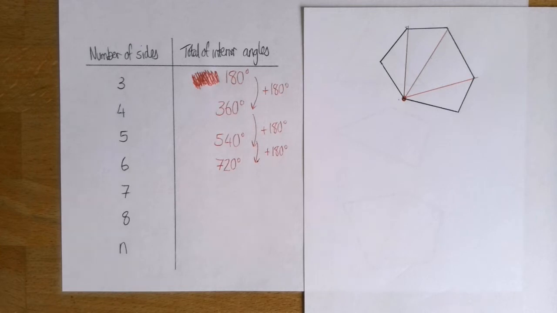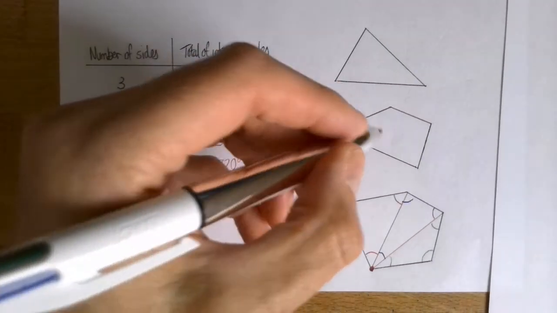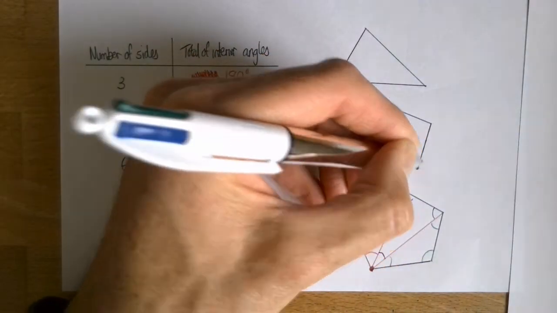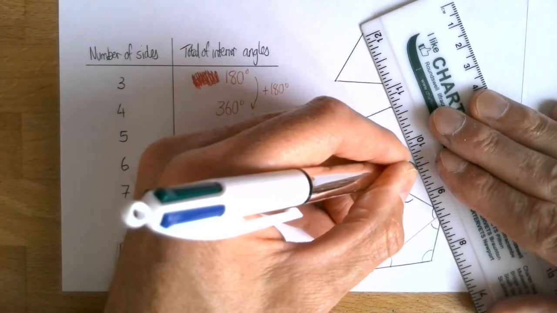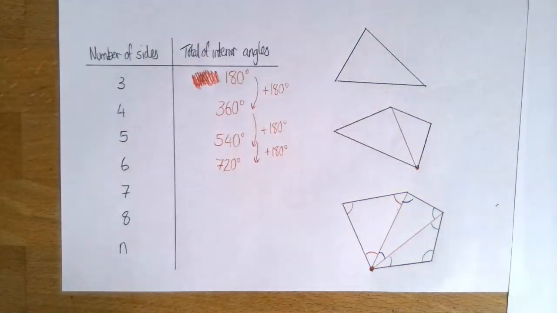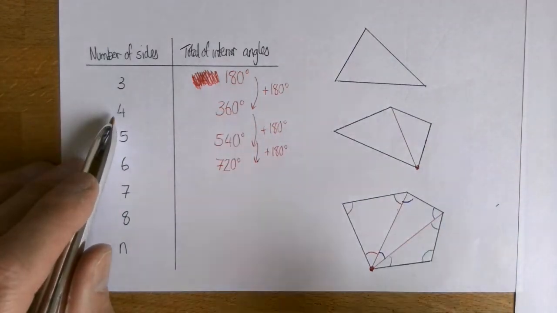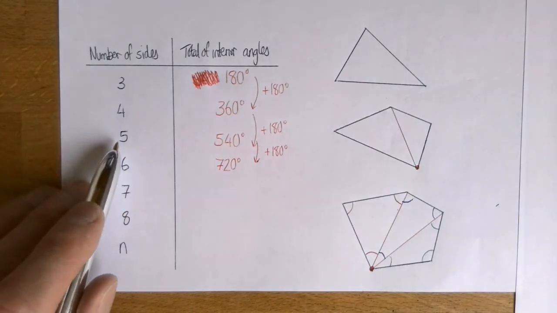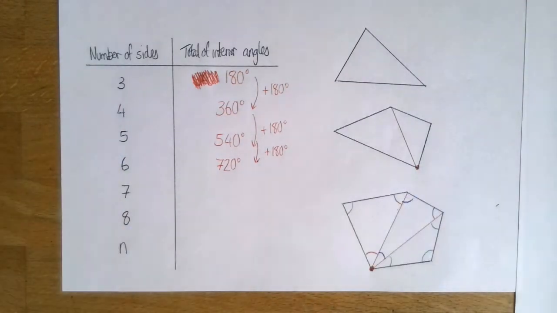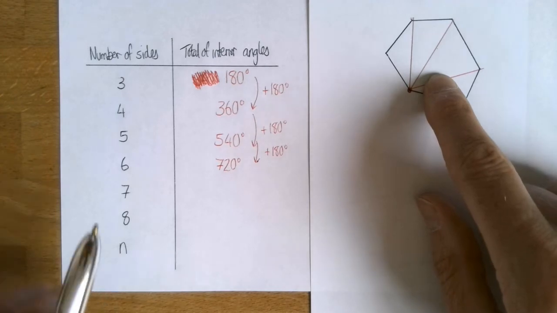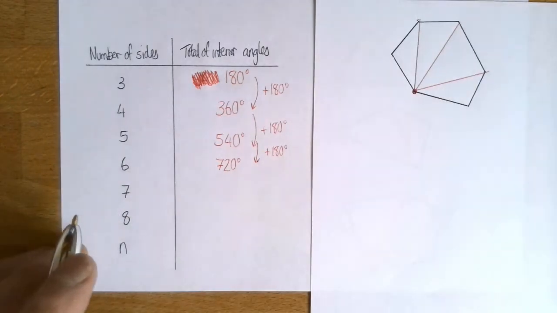And so that pattern carries on. The only trouble is, if I said, okay, what's the total of the interior angles in a 20-sided shape, it's a bit of a pain to keep going through adding 180. So I don't know if you've spotted another pattern. A quadrilateral, I didn't do it for the quadrilateral because it was a fact we already knew, but that can be split into 2 triangles. 2 times 180 is 360. So 4 sides, 2 triangles. 5 sides, 3 triangles. 6 sides, 4 triangles.